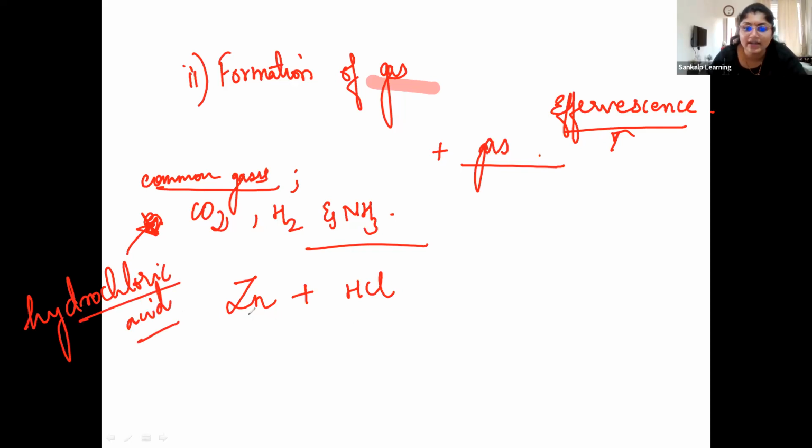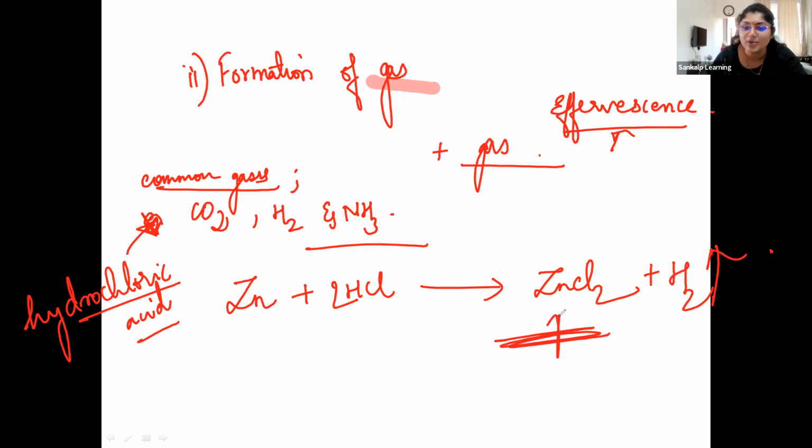So when zinc granules, that is pieces of zinc, are treated with HCl, what will it form? It will form ZnCl2. It forms ZnCl2 plus hydrogen gas will be liberated. So ZnCl2 is a product and hydrogen is also a product, but this is a gas. So there will be liberation of gas.